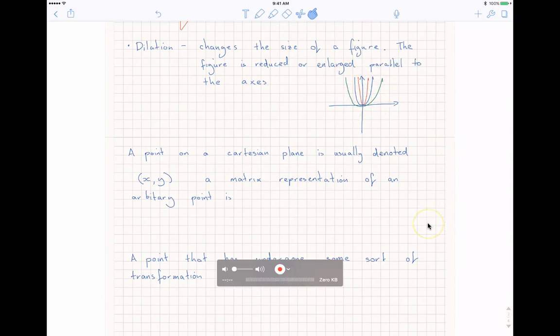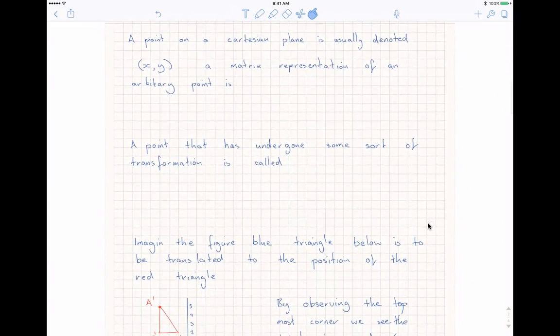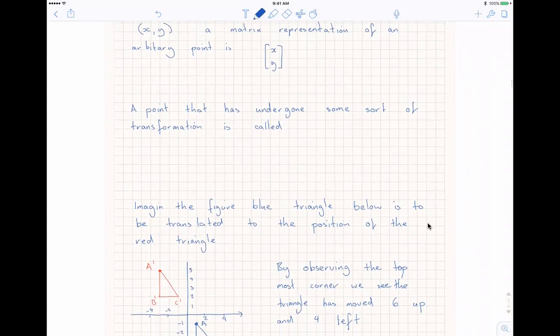So before we do this using matrices, we need a few pieces of notation. A point on a Cartesian plane is usually denoted by x, y. And the matrix representation of this point looks like this: x, y, written as a matrix. A point that's undergone some sort of transformation is called x dashed, y dashed in matrix form.